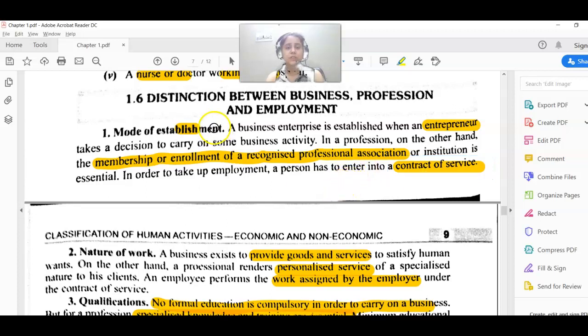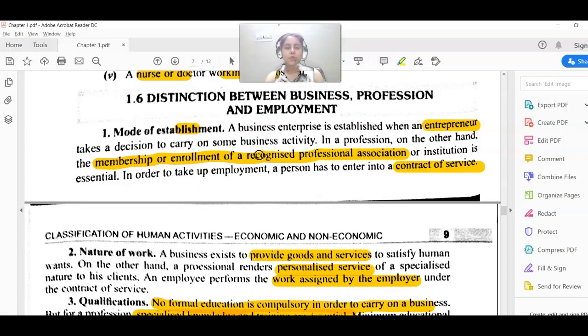A business enterprise is established when an entrepreneur takes a decision to carry on some business activity. For example, I today decide to open up a factory. I'll be an entrepreneur and I am taking the decision to carry on some business activity to earn money. So it's an economic activity and it's a business. In a profession, on the other hand, membership or enrollment of a recognized professional association or institution is essential.